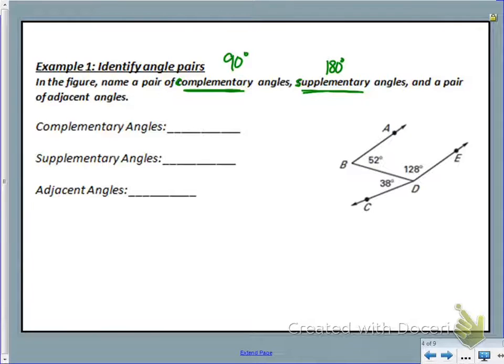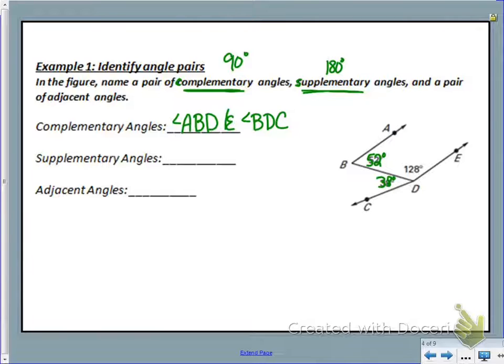So complementary angles. If we look at these different scenarios, the complementary angles would be the 2 angles that add to be 90 degrees. Well, here, this 52 degree angle and the 38 degree angle together would add to be 90 degrees. So angle ABD and angle BDC are complementary angles.